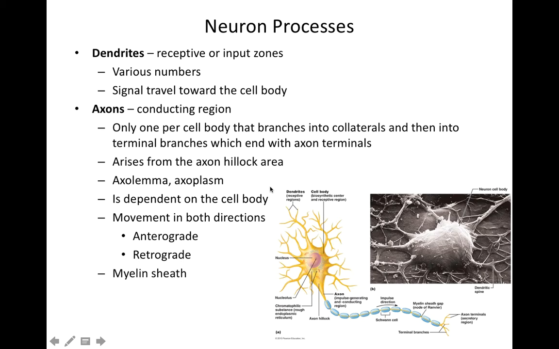Now, this is where we would find the myelin sheath. So dendrites and cell bodies are not myelinated. Only axons can be myelinated.